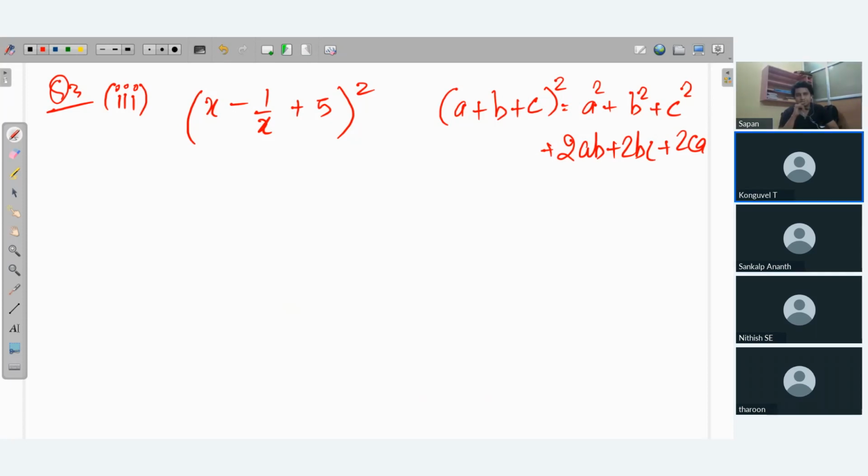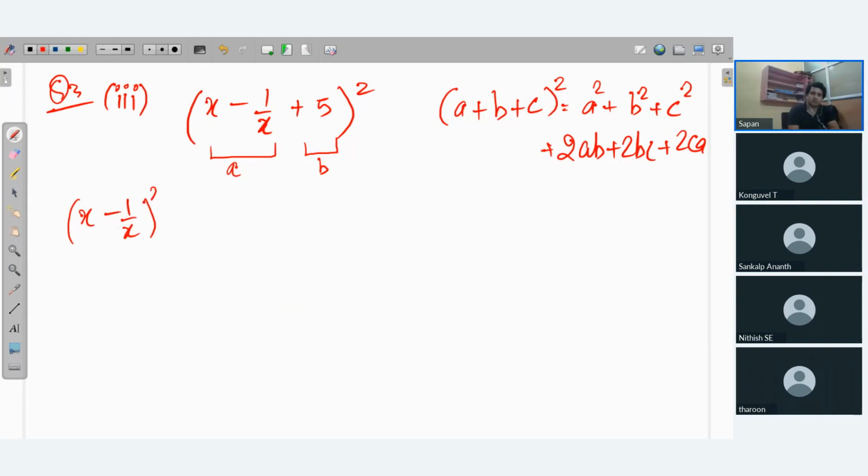That gives us x square plus 1 by x square minus 2. So what you do, you take these two terms and consider them as a and b. Then think of (a plus b) whole square. This becomes a square plus 2ab plus b square.